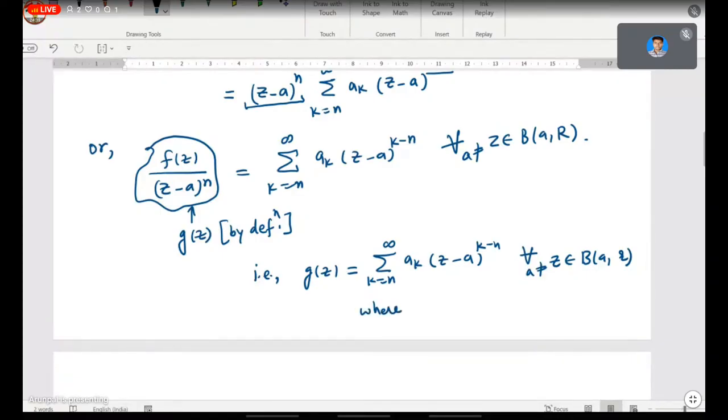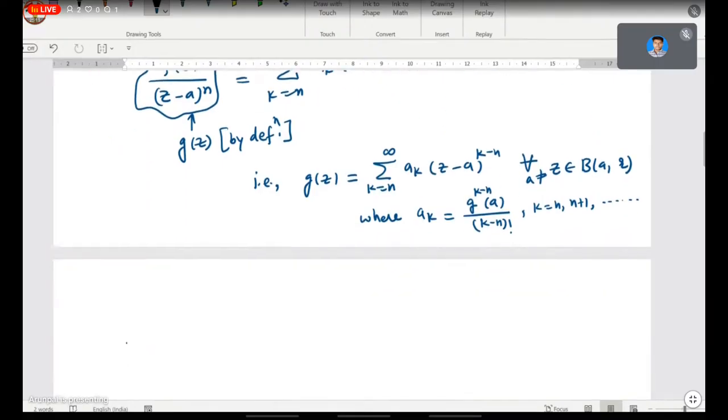Class, you can easily notice, as I told you, you just take where a_k is equal to nothing. You can easily notice that if you recall what process I adopted for this: you write the full expression for g(z), you just open the series and take its derivative once, twice, like this. k is equal to n, n plus 1, and so forth. Is this okay, class?